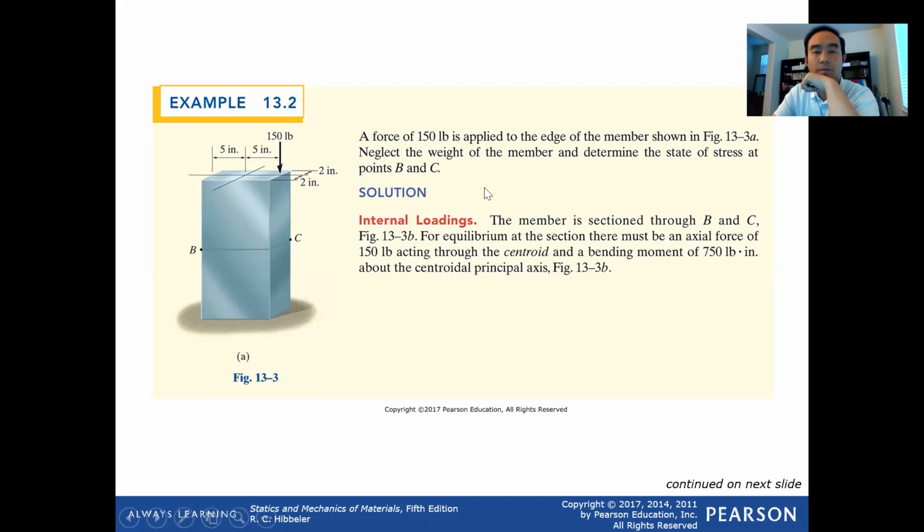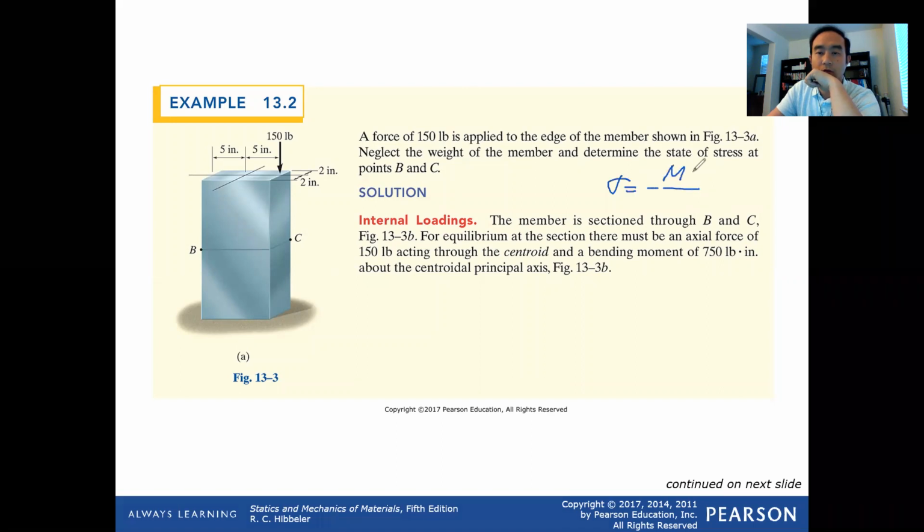With that force, what about the stresses at B and at C? That's the question. In chapter 11, when we talked about beam bending, we learned how to calculate the bending stress. The bending stress equation looks something like this: sigma is equal to negative My over I. M is the bending moment, y is the distance from the neutral axis of the section in the vertical direction, and I is the moment of inertia.